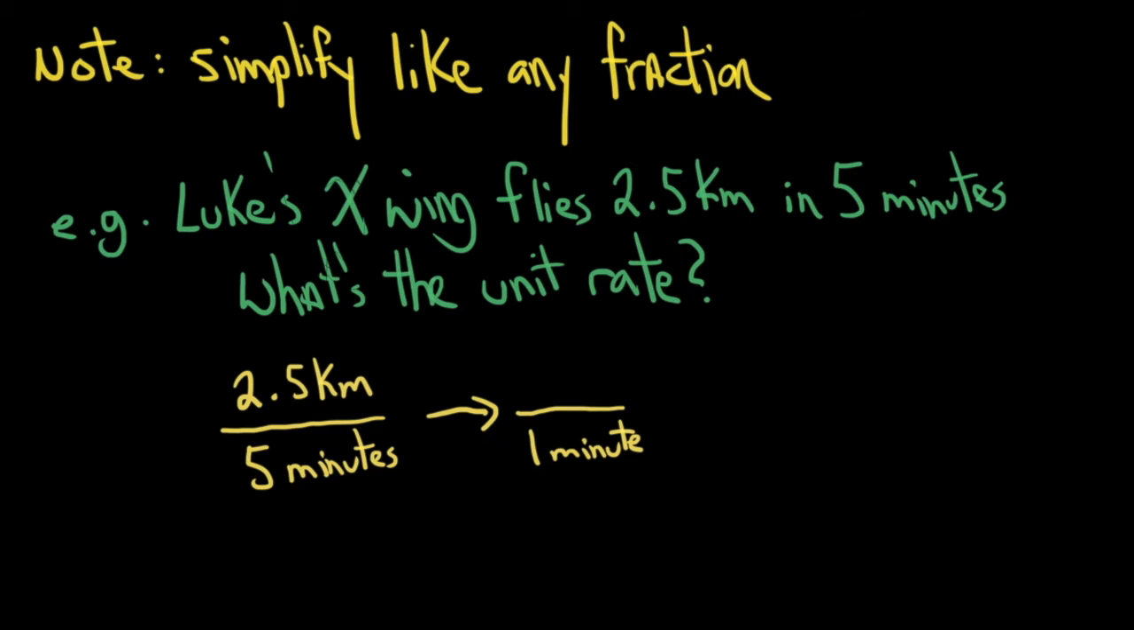So you need to ask yourself, how am I going to make 5 become 1? And you're probably thinking of dividing, so we need to divide this by 5 to do that. And if you do something to the bottom, you should do it to the top as well. And that's what you're doing. And when you divide that by 5, you end up getting 0.5 kilometers. So it's half a kilometer in 1 minute, or per minute. So that's for a unit rate example.